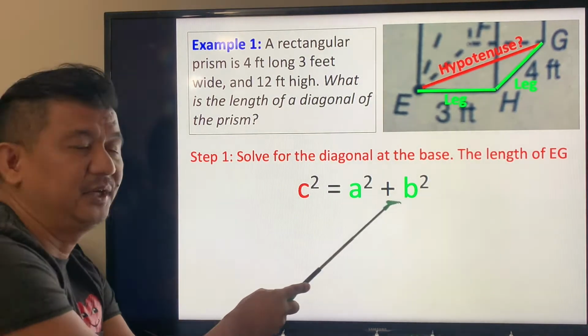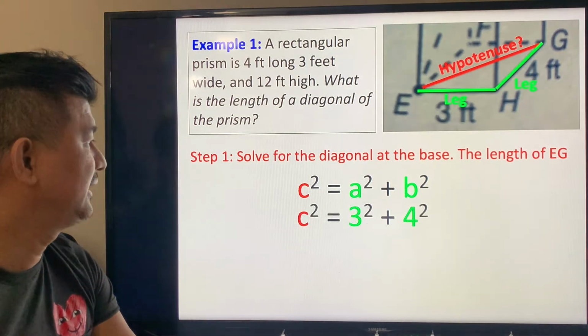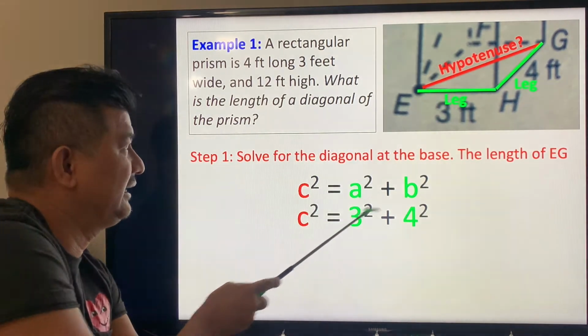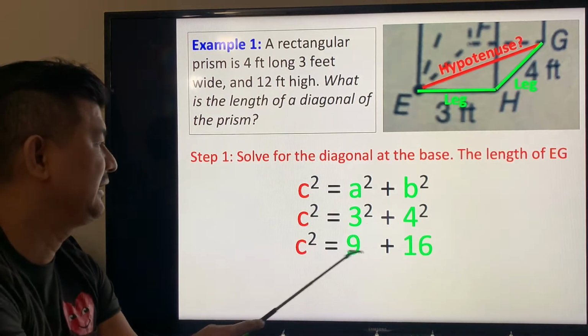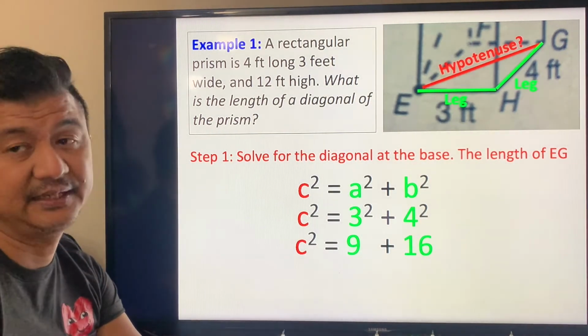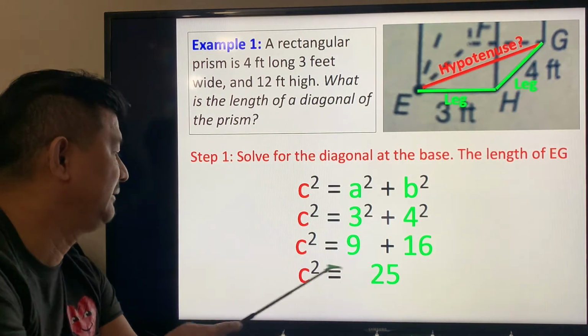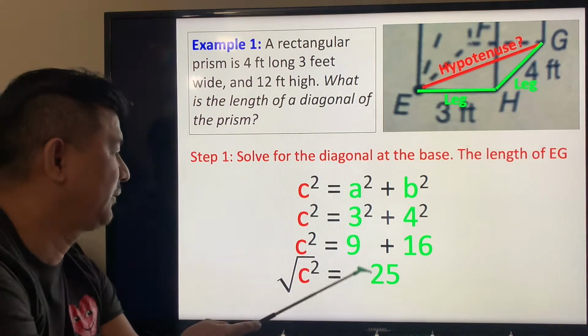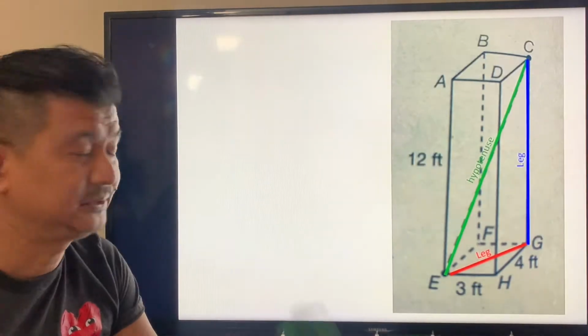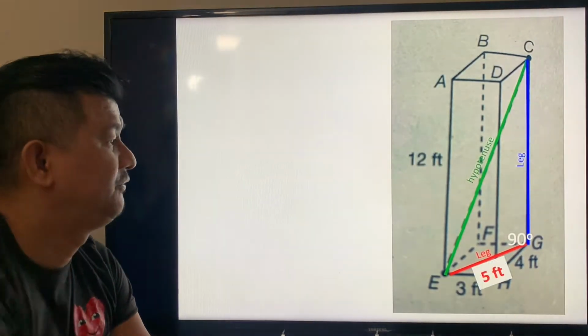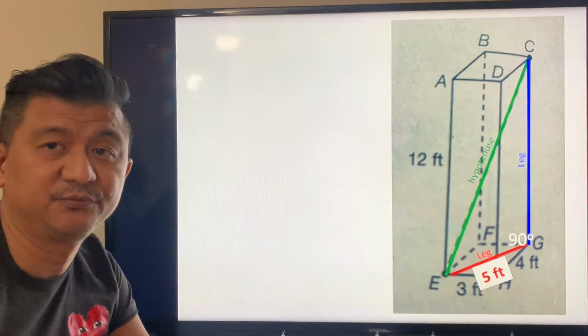Write down your formula. Plug in 3 for that leg, 4 for that leg. So that's going to be 9 plus 16. Add them up. It's going to be 25. Square root on the left, square root on the right, and we get a value of 5 feet. So the bottom length is 5 feet. That is what we solved for.